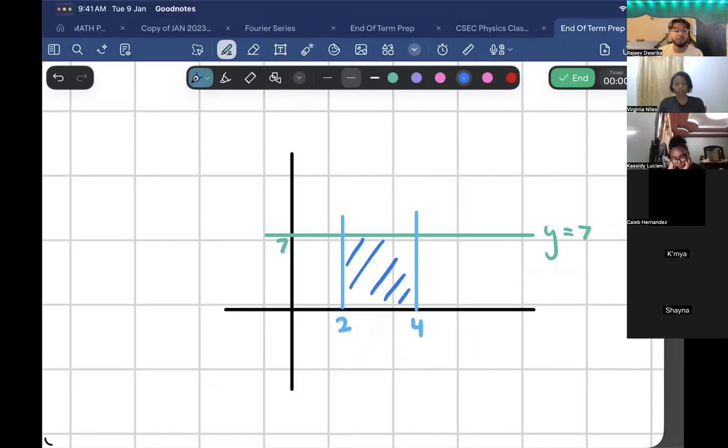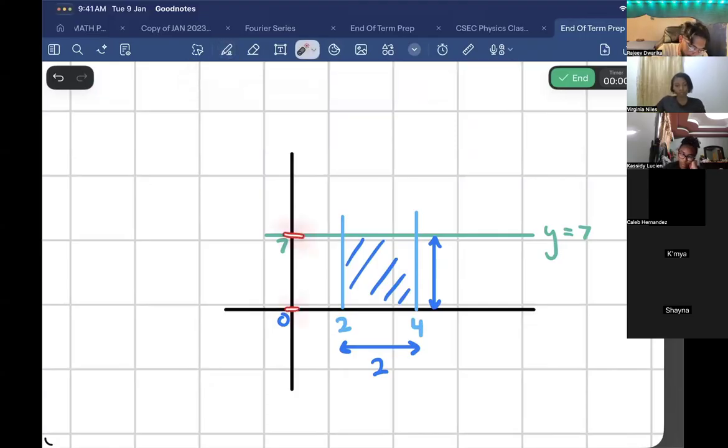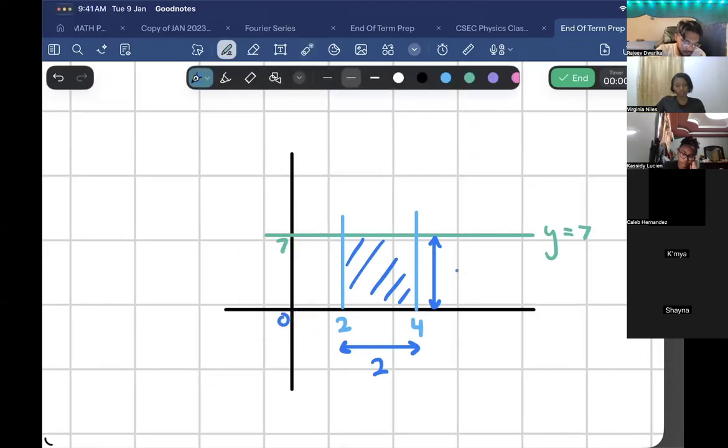And if you don't believe me, I can show you a little proof. What is this dimension over here, between 2 and 4? 2. And what's this dimension over here? This is 0 here, it's a 7. Oh, that's 7. And what would the area bounded by x is equal to 2, x is equal to 4, and y is equal to 7 be then? What would this area be? 7 by 2, which is 14.